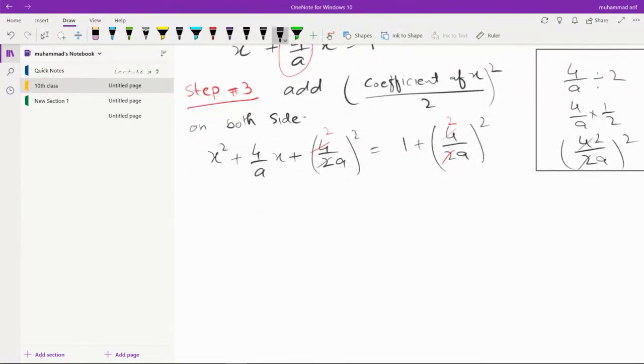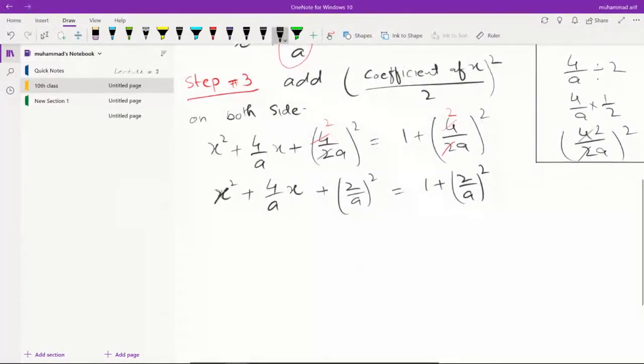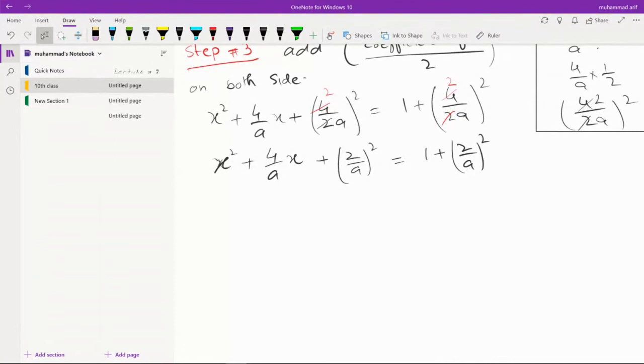In next step, x square plus 4 by ax plus 2 by a whole square equals to 1 plus 2 by a whole square. Is it clear to everyone? Okay. What will be the next step?